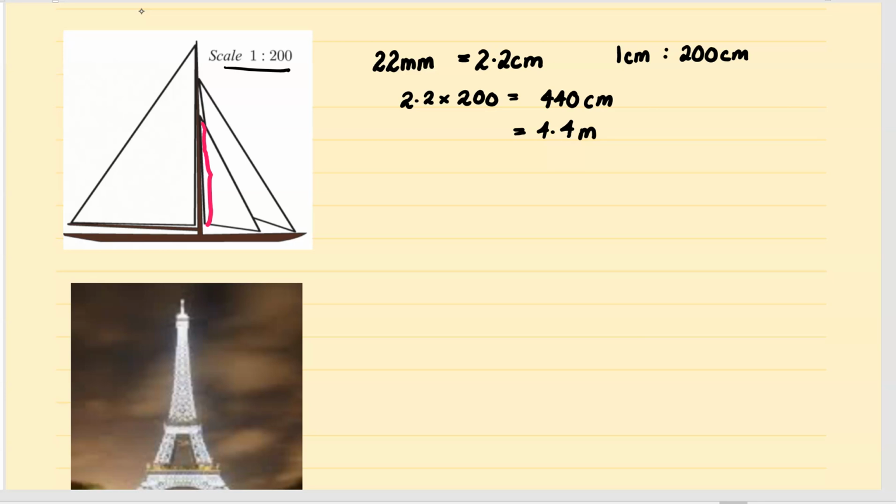Now if you read the question that you have to do, I think they've asked you to find the actual length of the boat, the longest part of the boat, and the height of the mast, so from top to bottom of the mast. So you measure that with your ruler, and all you have to do is times it by 200. Now, the other thing that a question could ask you to do is to go backwards.